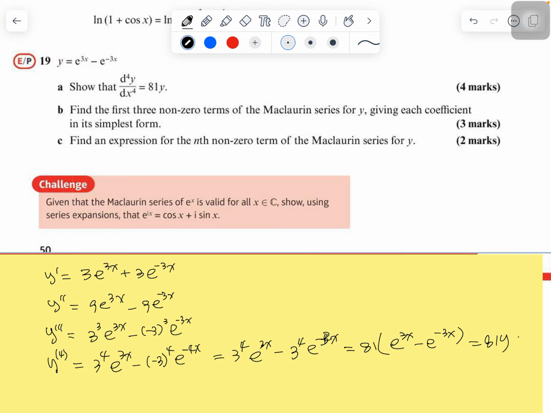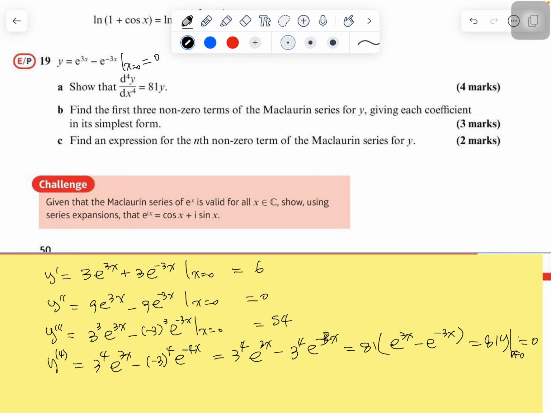So number B, first three non-zero terms of the Maclaurin series for y. So now we already found all of this. X becomes 0, 6. X becomes 0, 0. X becomes 0, 54. X becomes 0, 0. And y, x becomes 0, 0. So 0, 6, 0, 54, and 0.